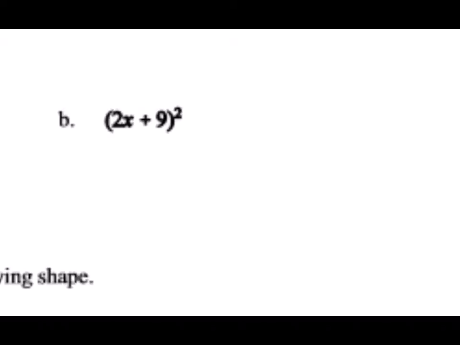Now let's highlight the fact that we're doing the squared term. The squared term really tells us that we have to basically repeat the brackets twice. Okay? And once we've done that, we're going to get something like this: 2x plus 9 times 2x plus 9, both in brackets. Now, once we've done that, we have to expand as normal.